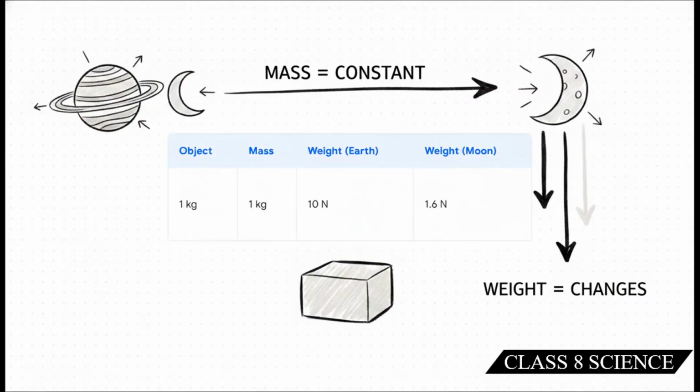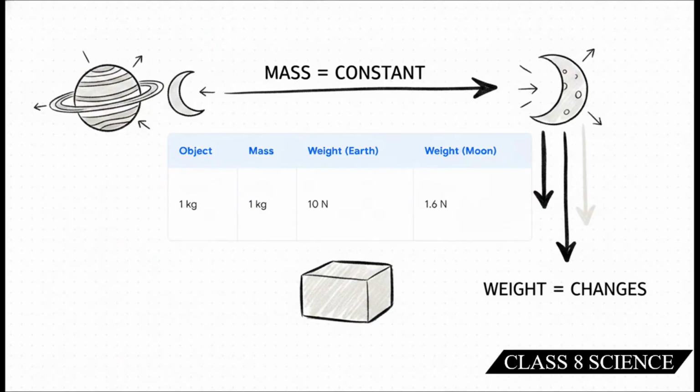The ultimate exam tip is completely understanding the difference between mass and weight. They are not the same. Mass is the amount of matter in an object, and it's measured in kilograms. It is completely constant. It never, ever changes whether you are on Earth, the Moon, or Mars. 1 kilogram is always 1 kilogram. But weight? Weight is the gravitational pull on that mass, and it's measured in newtons.